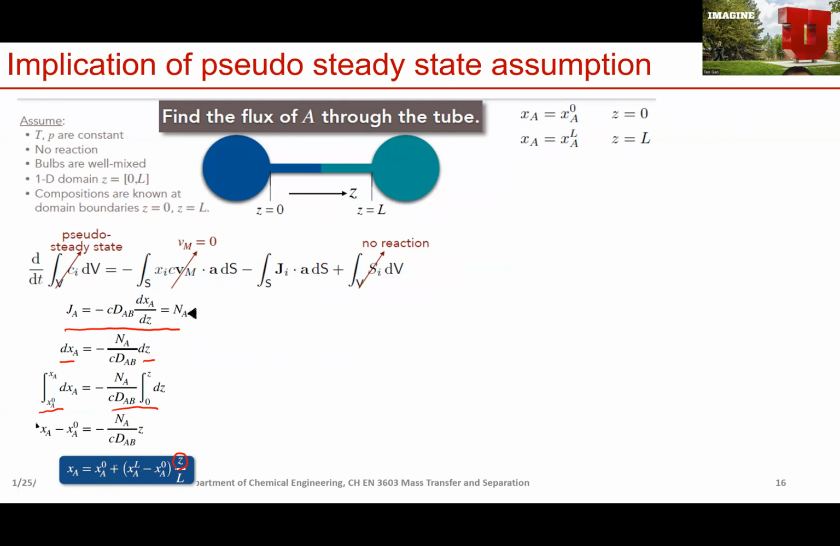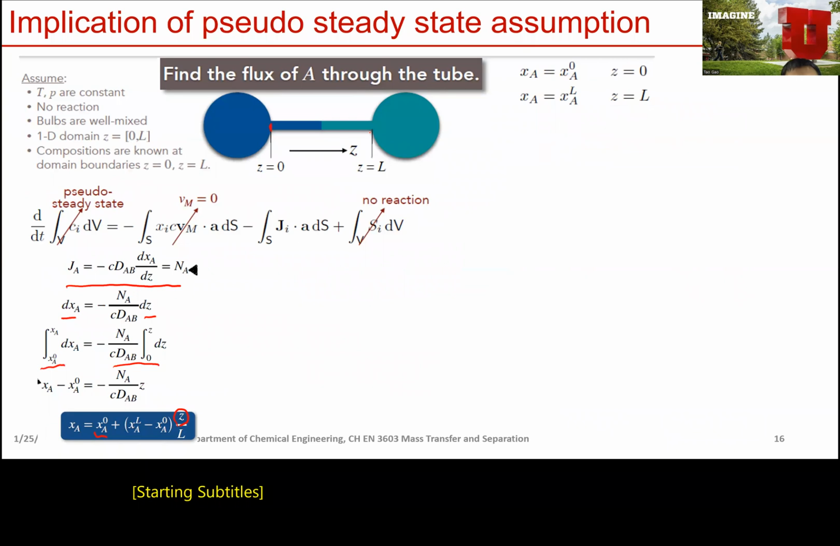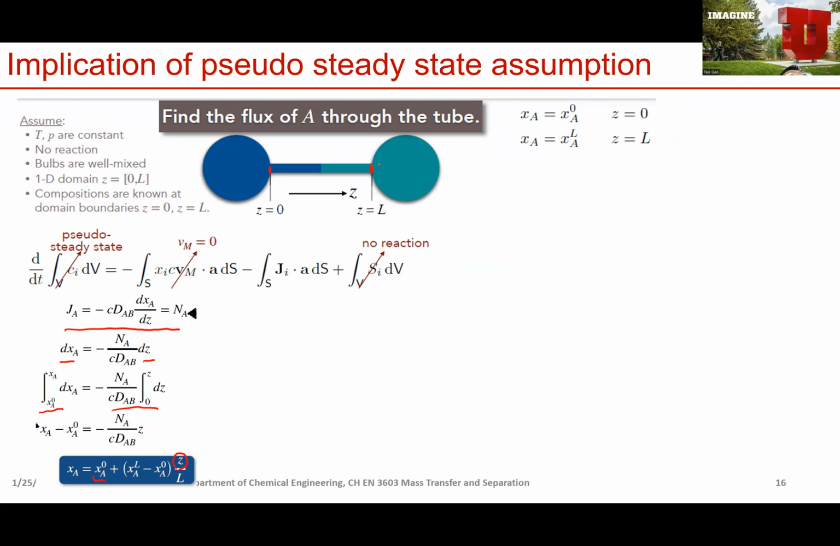Where you have the mole fraction of A at the left end of the tube, and you have the mole fraction of A at the right end of this tube. Then you solve it, right? Then we can just make a plot of the mole fraction XA as a function of Z, starting from 0 to Z equals L. This is the mole fraction of A.